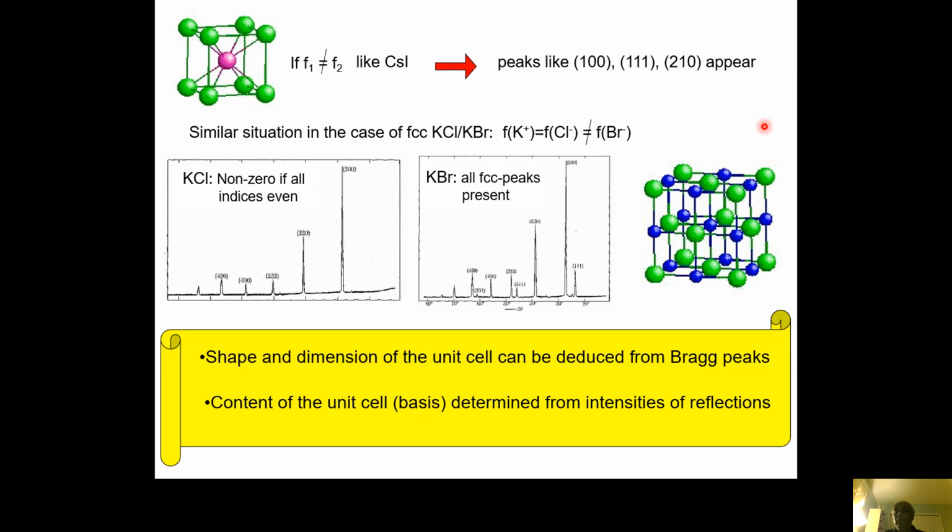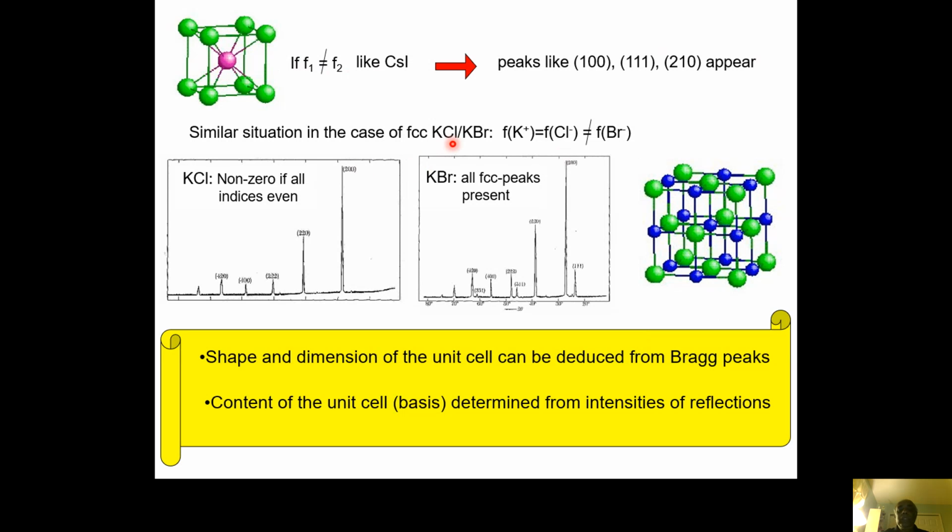So there's another simple situation for the FCC structure. Here it is FCC, but in this FCC structure, you have two different atoms. So this is more like the sodium chloride structure, right? If you have all the same atoms, then F is the same, so F1 and F2 are the same. Then remember your FCC, you can get reflections only when all indices are even or all indices are odd. So you cannot have mixed indices, right? But in this case, these atoms can be different. So that means your F1 and F2 are not equal.